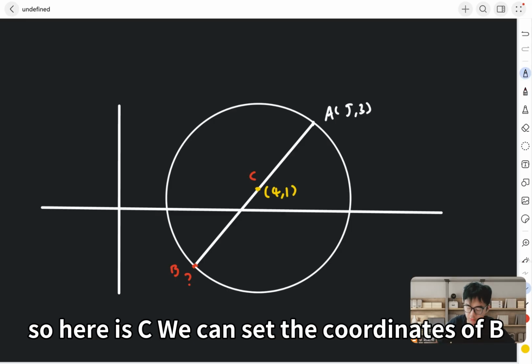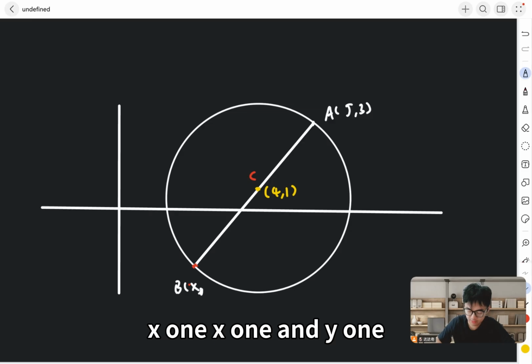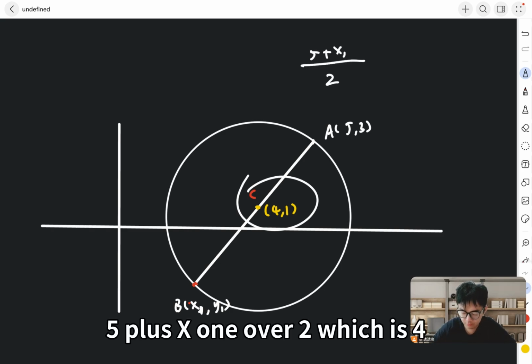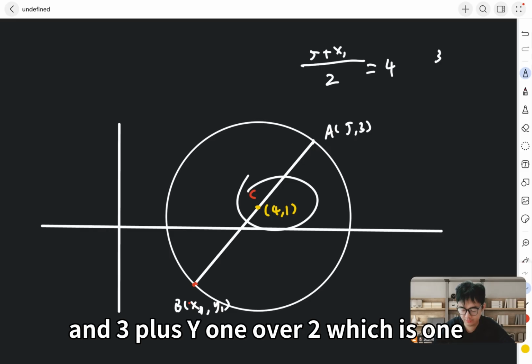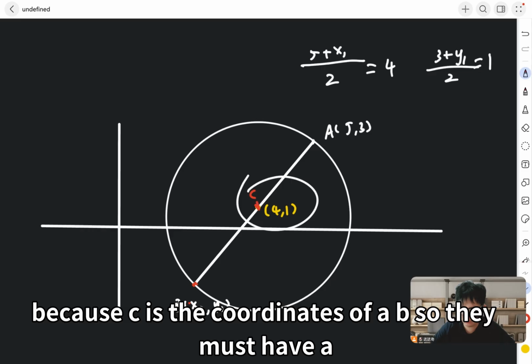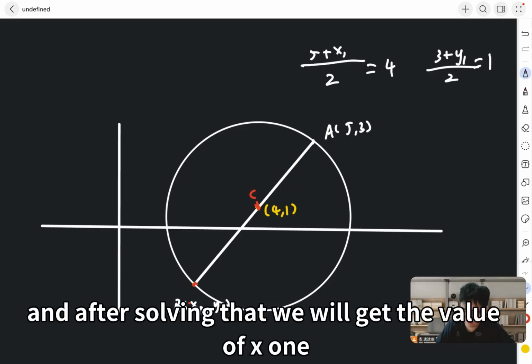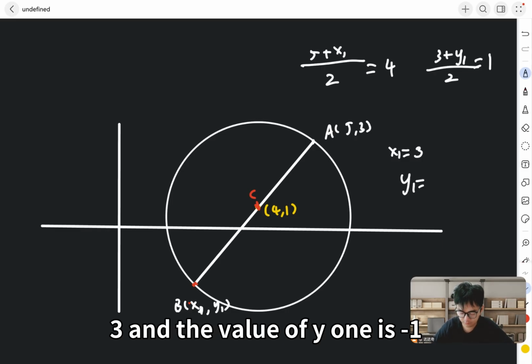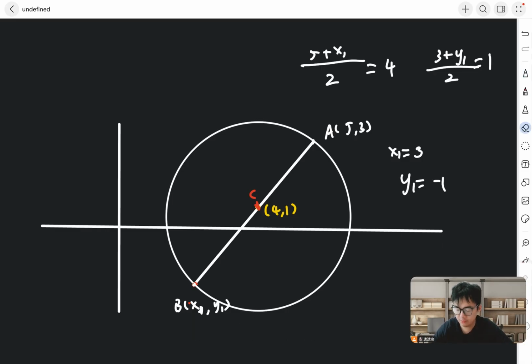Here you see, we can set the coordinates of B as (x1, y1). The coordinates of C must satisfy (5 plus x1) over 2, which is 4, and (3 plus y1) over 2, which is 1. Because C is the midpoint of AB, there must be a relationship between the coordinates. After solving that, we get the value of x1 is 3, and the value of y1 is -1. So that's how we solve it.